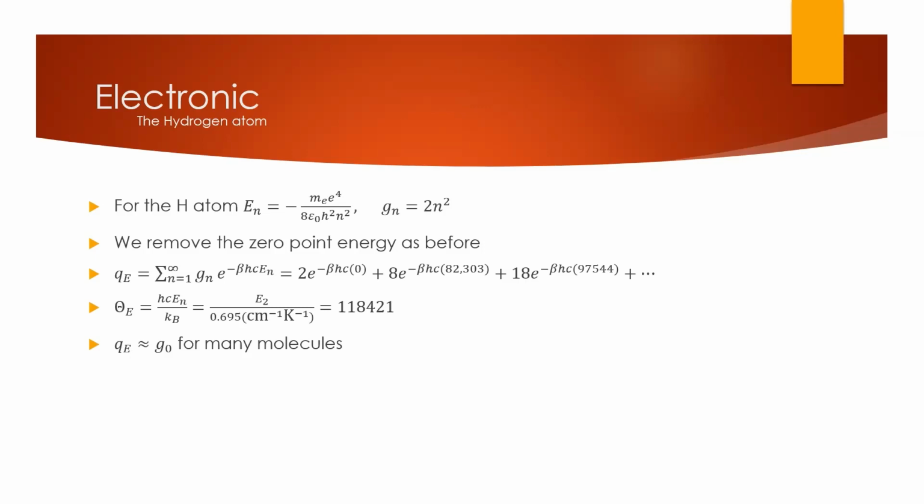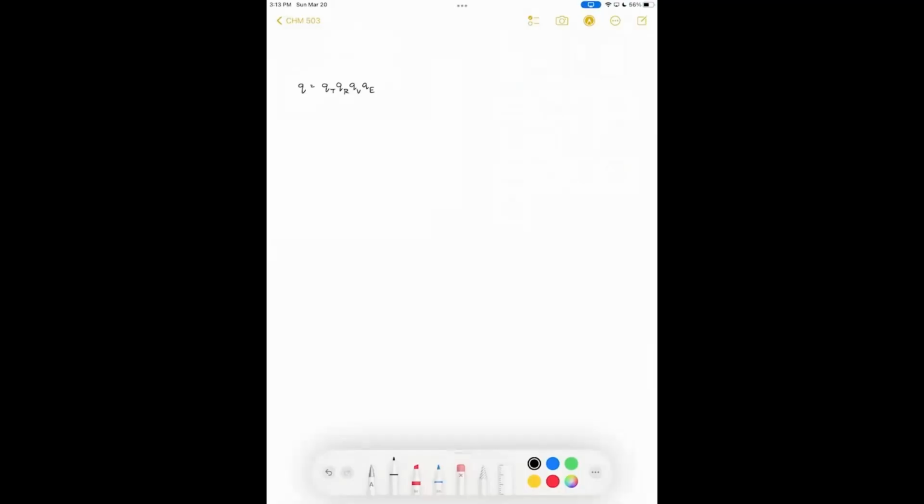Like for vibration, we can also calculate an electronic temperature. This is insanely large here. So we can see that the electronic temperature is 118,000 Kelvin. So it's basically never going to be appropriate to use a continuous spectrum for electronic degrees of freedom.